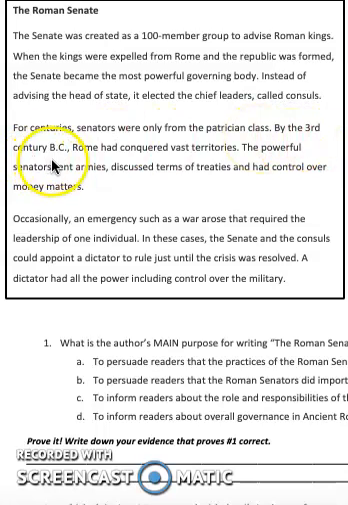By the 3rd century BC, Rome had conquered vast territories. The powerful senators sent armies, discussed terms of treaties, and had control over money matters. Occasionally, an emergency such as a war arose that required the leadership of one individual. In these cases, the Senate and the consuls could appoint a dictator to rule just until the crisis was resolved. A dictator had all of the power, including control over the military.